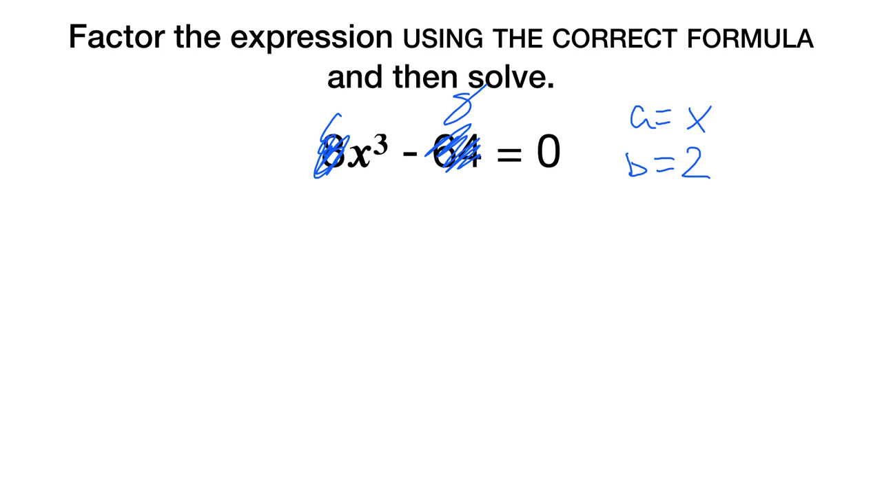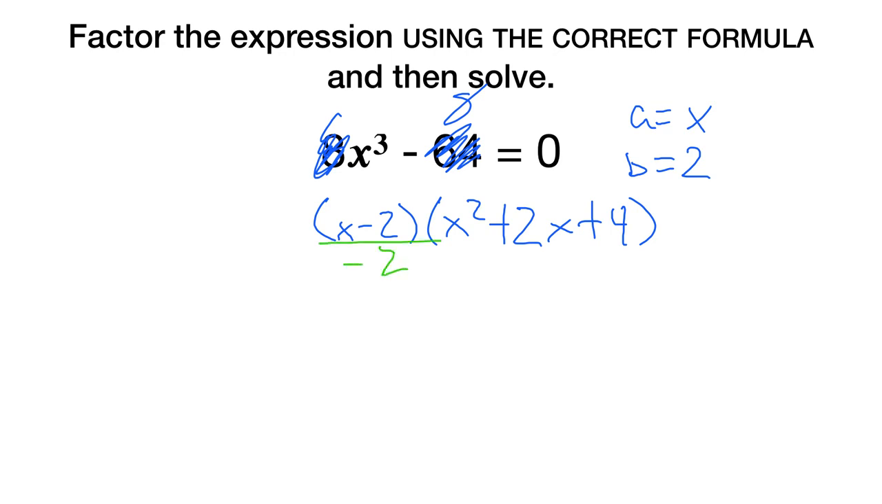Because this says minus, this is a difference of cubes instead of a sum of cubes, meaning x minus 2 times x squared plus 2x plus 4. Remember, it's a minus b times a squared plus ab plus b squared. All right, now that we have that, we have our first zero, that is 2. Now we have our second zero, but for this we have to use the quadratic formula.